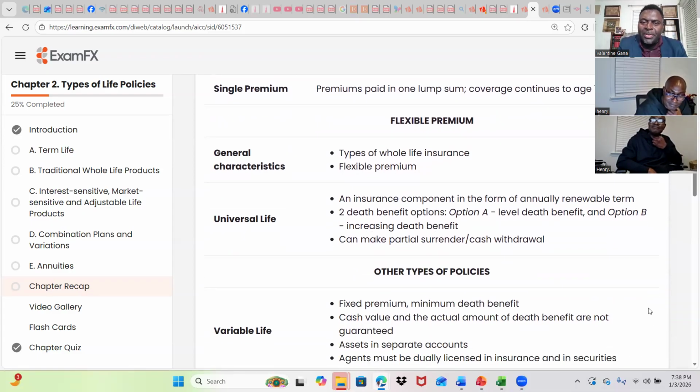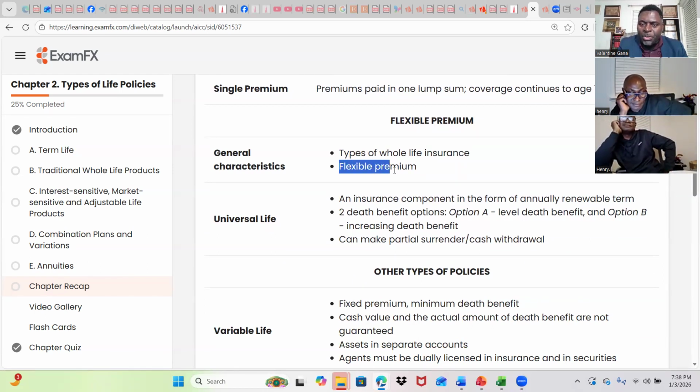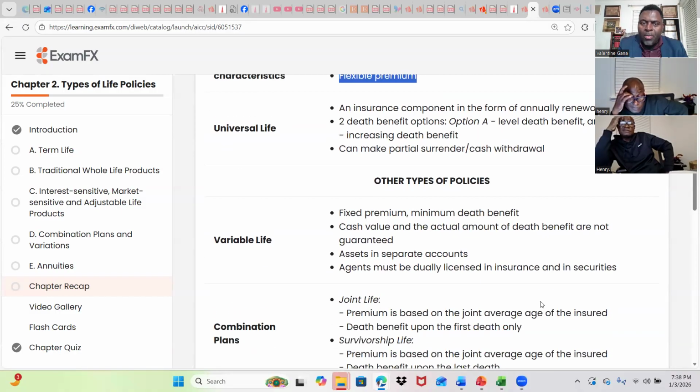So general characteristics, again, universal life, which is like whole life. You have flexible premium, just like we saw. Universal life is usually seen as having what they call an annually renewable term. It's a combination of an annually renewable term and a cash or an investment component. Usually they just refer to it as a cash component.